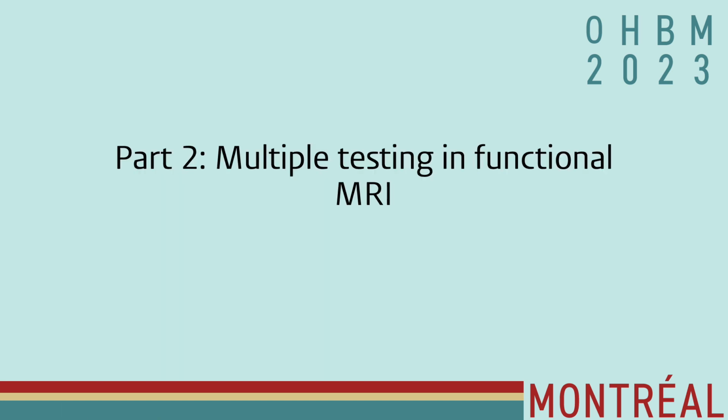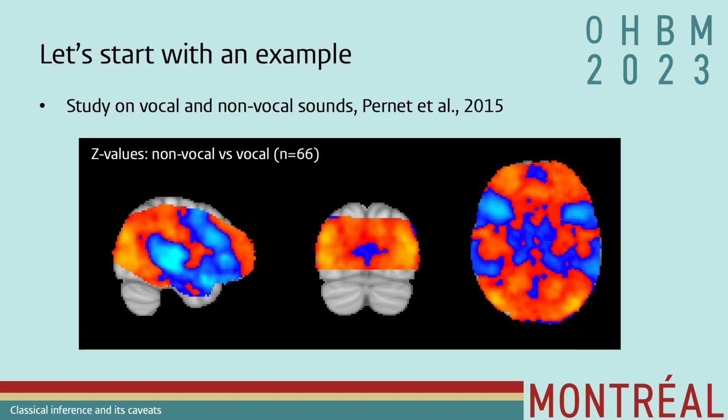Now for part 2, multiple testing in functional MRI. Let's start with an example. Here you see data from a study on vocal and non-vocal sounds by Pernet et al. in 2015. What you see here are the Z values for the non-vocal versus vocal contrast. This is the activation of an entire group of 66 participants, where the contrast was the activity of the non-vocal sounds is larger than the activity of the vocal sounds.